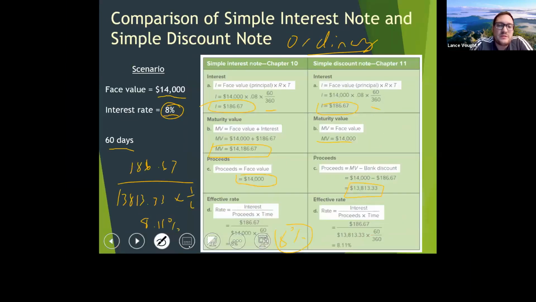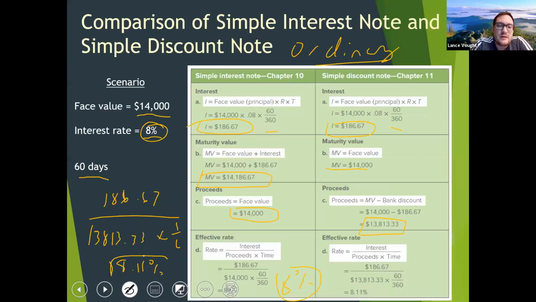8.11%, which means that the actual effective interest rate that you're paying is higher. Because the proportion of the amount of money you actually receive is higher when the interest is deducted up front, because you're only getting what's left over. So yes, it's more convenient that you only pay $14,000 back, but it's a higher interest rate.